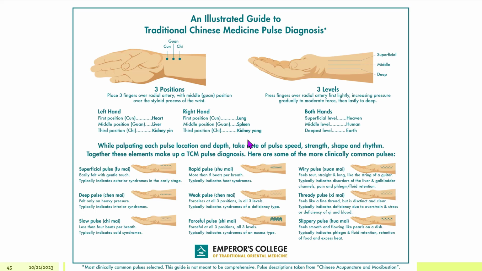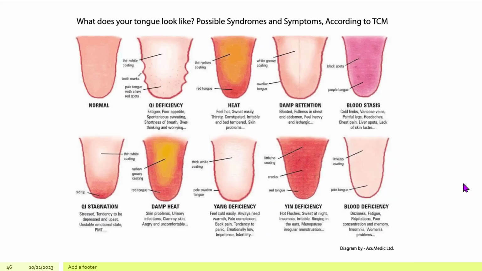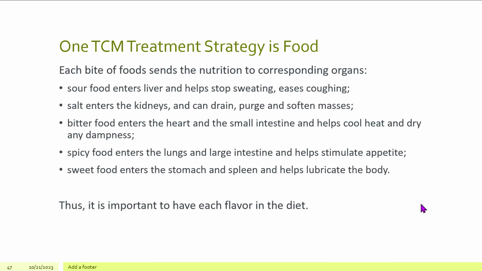Turns out people are complicated. All right, and this is just to show you some of the tongue diagnostics that they would be looking for when they're looking at the tongue. So that is the strategy behind some of the philosophy of traditional Chinese medicine.